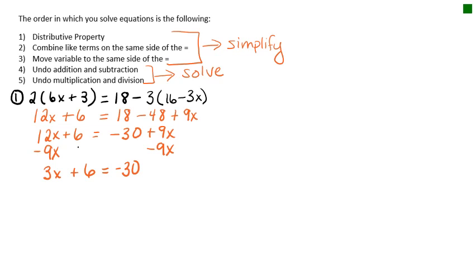So now I'm going to solve this two-step equation like we've done before. I'm going to subtract 6. I get 3x equals negative 36. And then I'm going to divide everything by 3. Negative 36 divided by 3 is negative 12. And don't forget, you can always substitute negative 12 back into the equation and make sure we get the same number on both sides.